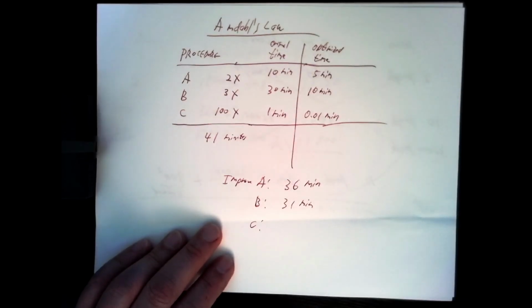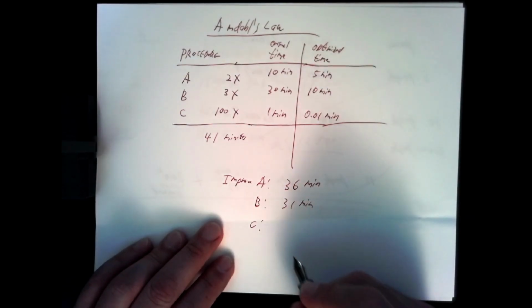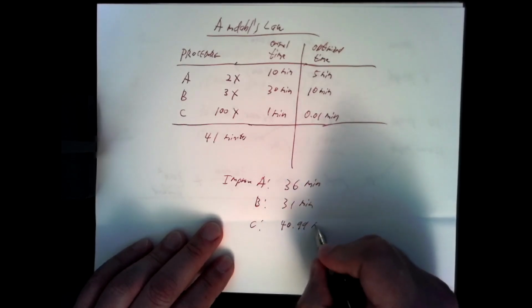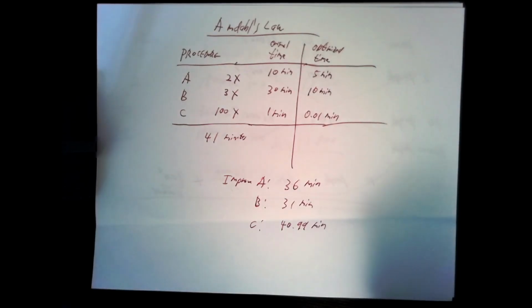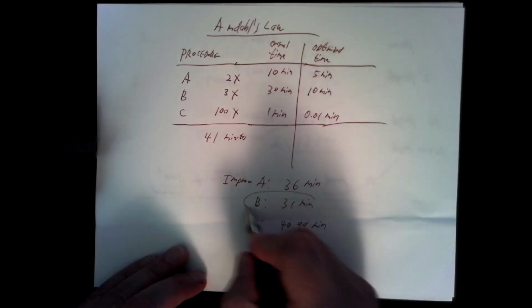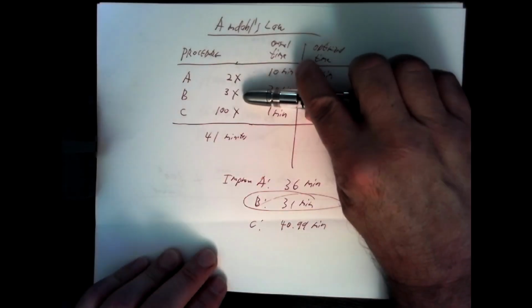If we improve procedure C, that's going to take 1/100th of a minute off of our time. That's going to end up taking 40.99 minutes. So if we can only do one of these optimizations, which one should we do? We should optimize code B. But it's not the one that we get the biggest improvement on.